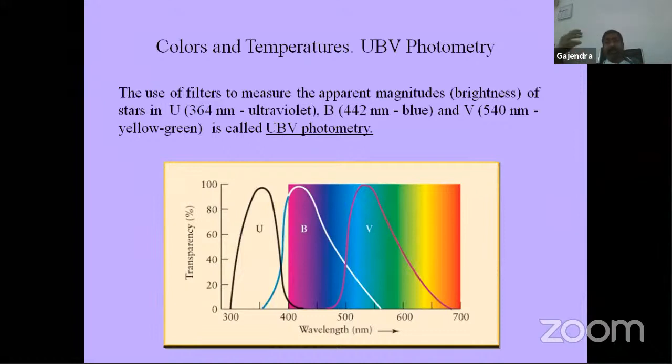second. When I say per second, you can expose it, say, for 1 hour, but the number of photons you receive in 1 hour can be converted to per second. And then visual is centered at 540 angstroms. So you have recordings of the photons per second in U filter, in B filter, and V filter.